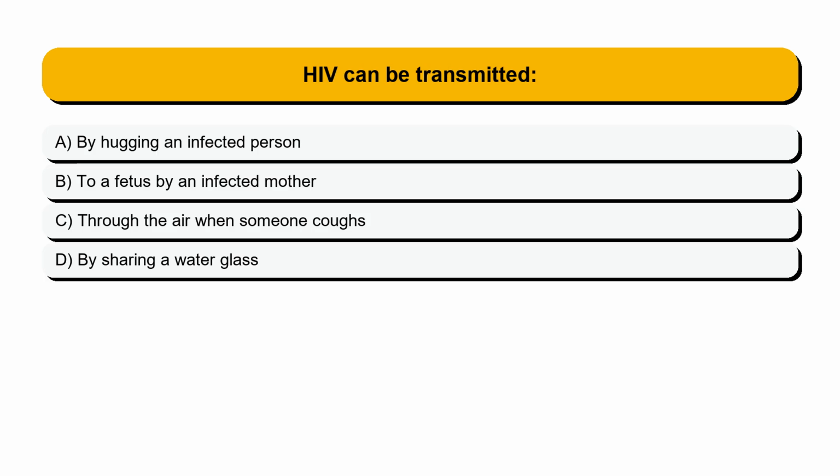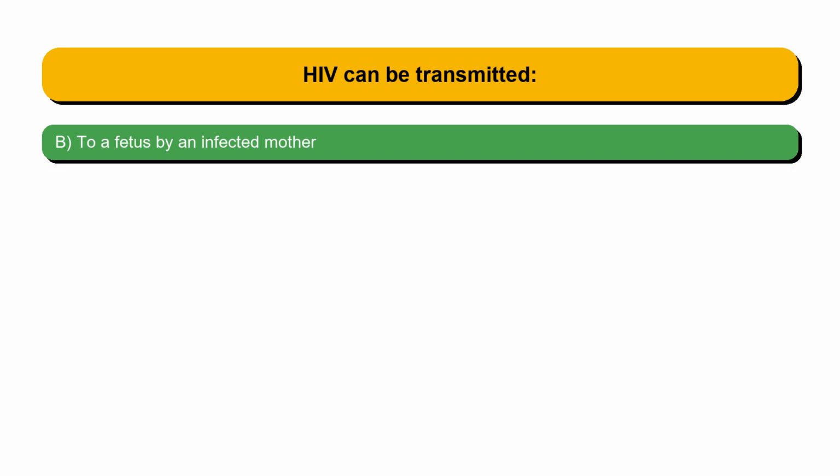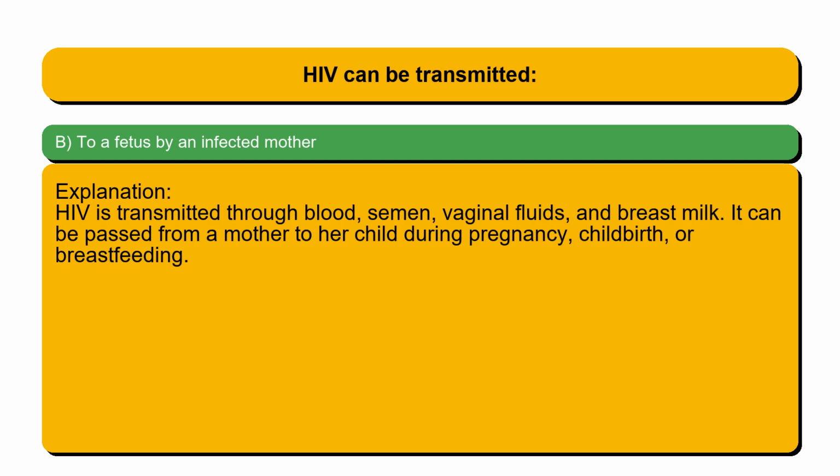Question 23. HIV can be transmitted. Option A. By hugging an infected person. Option B. To a fetus by an infected mother. Option C. Through the air when someone coughs. Option D. By sharing a water glass. The correct answer is option B. To a fetus by an infected mother. HIV is transmitted through blood, semen, vaginal fluids, and breast milk. It can be passed from a mother to her child during pregnancy, childbirth, or breastfeeding.